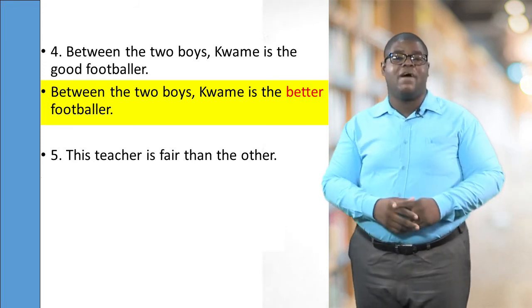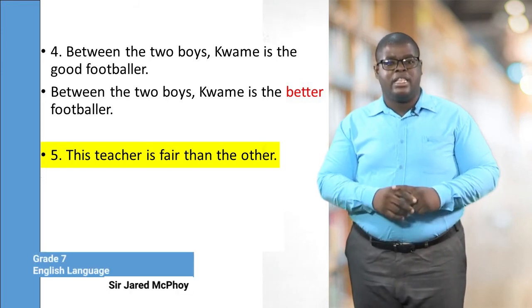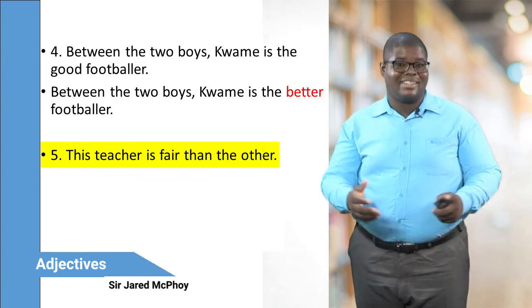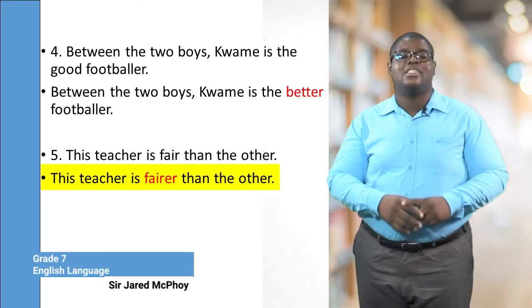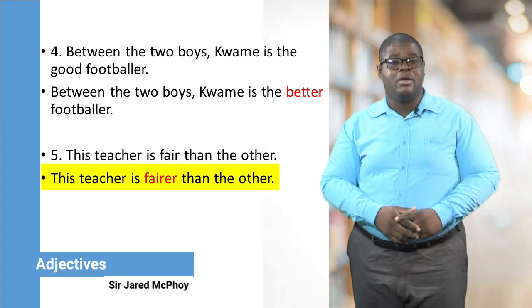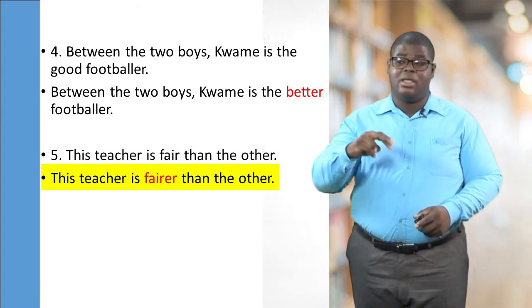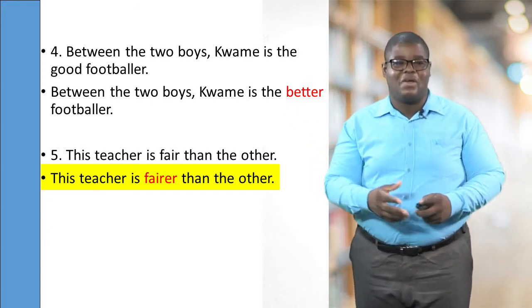And finally, number 5. This teacher is fairer than the other. What is the answer? This teacher is fairer than the other. Because what? We're in the comparative case. We're comparing this teacher in comparison to another one. So we're comparing two teachers. So it needs to be fairer.